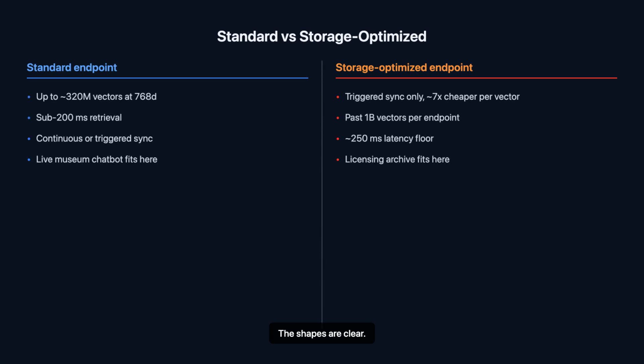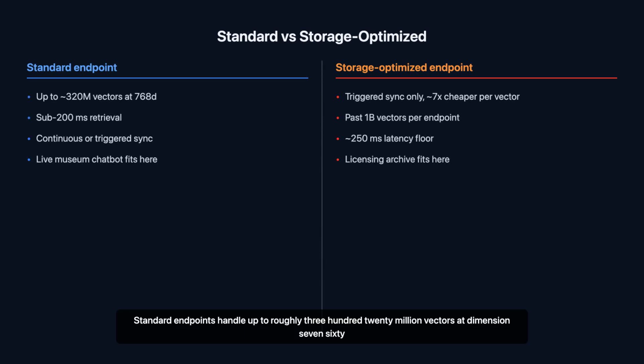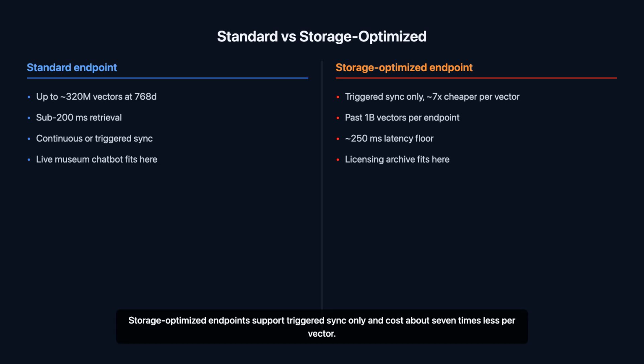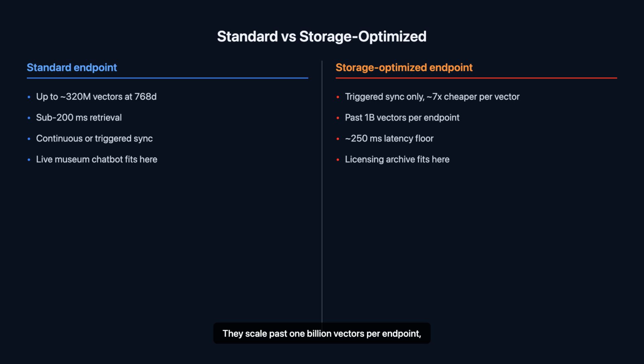The shapes are clear. Standard endpoints handle up to roughly 320 million vectors at dimension 768, deliver sub-200 millisecond retrieval, support both continuous and triggered sync, and that's where the live museum chatbot belongs. Storage-optimized endpoints support triggered sync only and cost about 7 times less per vector. They scale past 1 billion vectors per endpoint, and they carry roughly a 250 millisecond latency floor. The licensing archive belongs there. The latency floor is what disqualifies storage optimized for the chatbot. The contractual budget is 200 milliseconds, and the floor alone exceeds it.